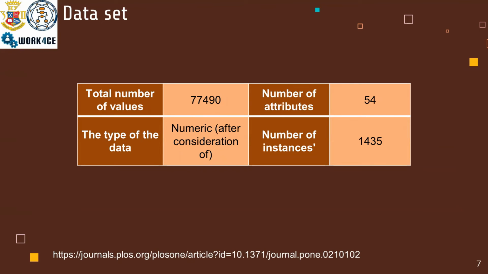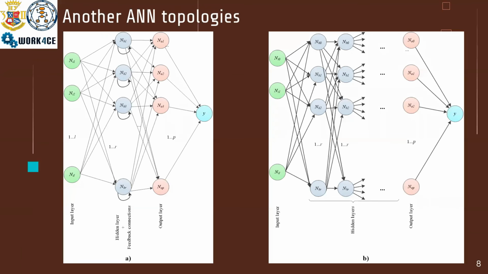For testing we used a well-known dataset about pneumonia patients. You can see the general information about the dataset and the reference to work with this dataset. We decided to compare the CNN with other modern artificial neural network topologies. These are recurrent and deep artificial neural networks. And the architecture of these topologies you can see on the slide.